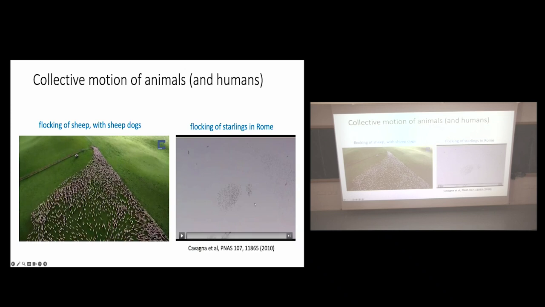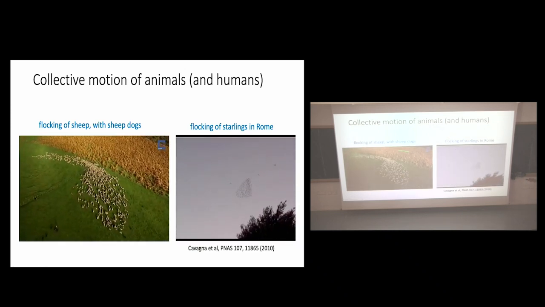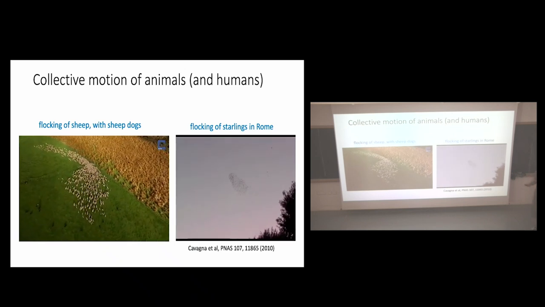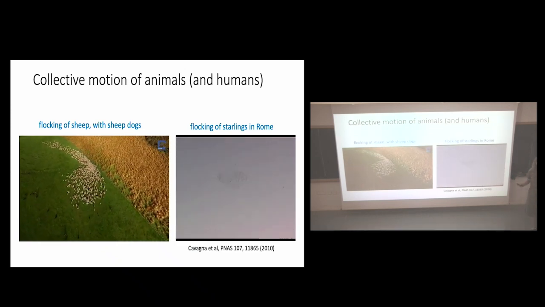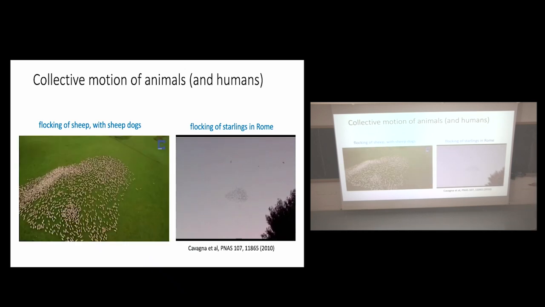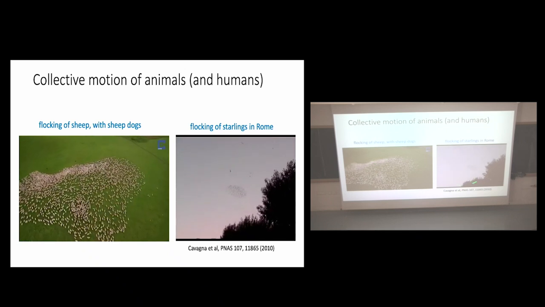We can play this one too. So collective movement of things like sheep here, with sheepdogs, or birds, in particular, the very celebrated starlings of Rome. I don't know if they're aware of their fame, actually. So as you can see, these flock together without a leader.